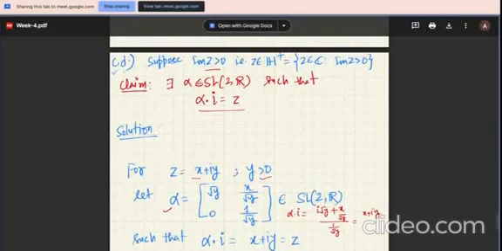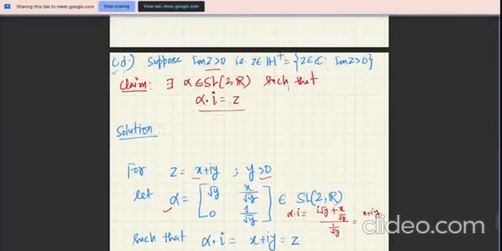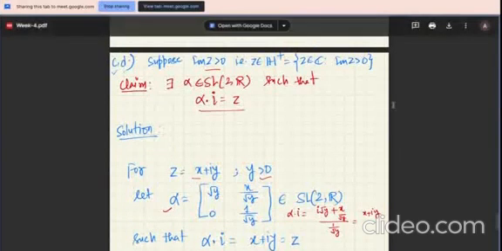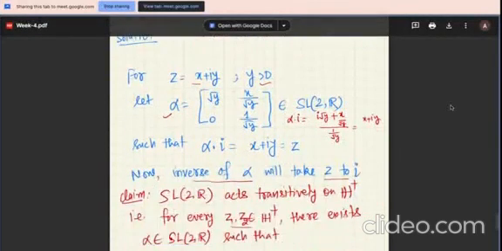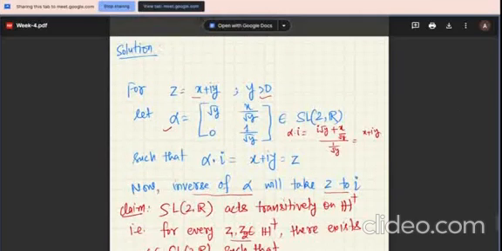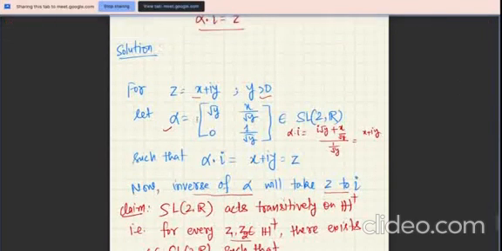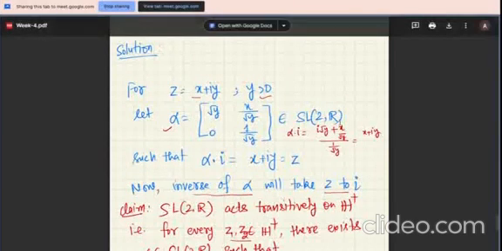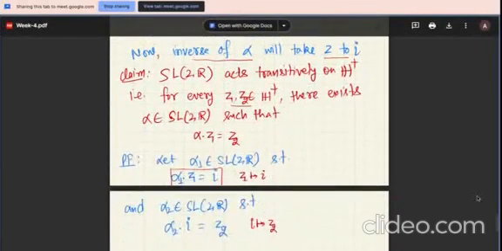Okay, so claim: there exists alpha belonging to SL2R such that alpha dot I is equal to Z. So for any Z, you take alpha equal to this one: root y, x upon root y, 0, 1 upon root y. This will belong to SL2R. You can just calculate that. Now the inverse of alpha will take Z to I. So claim: SL2R acts transitively on H plus.